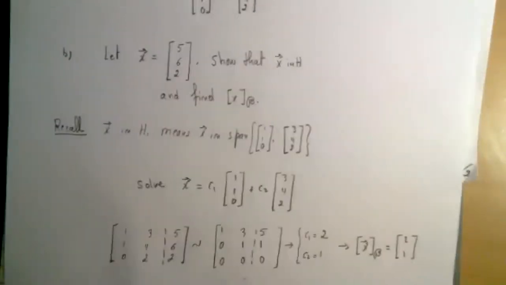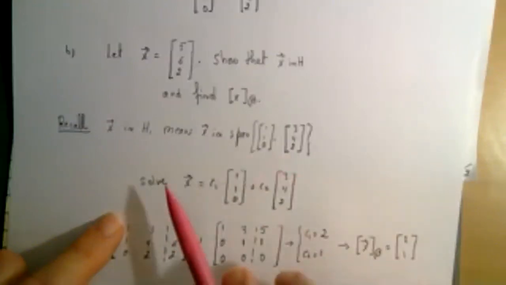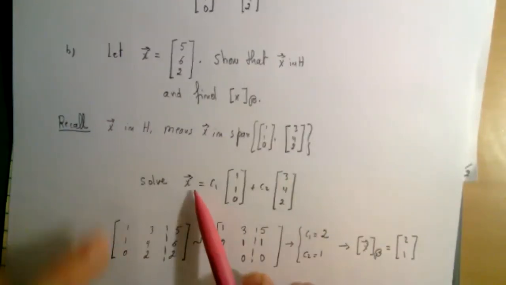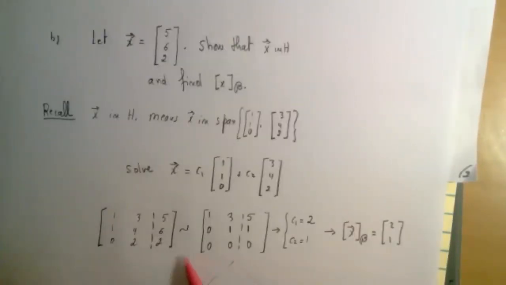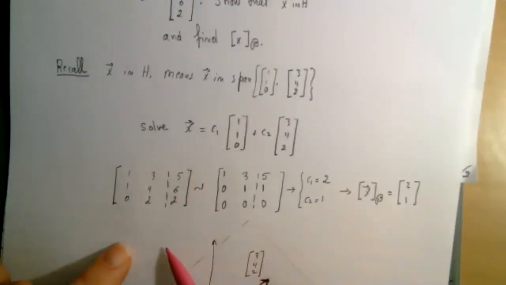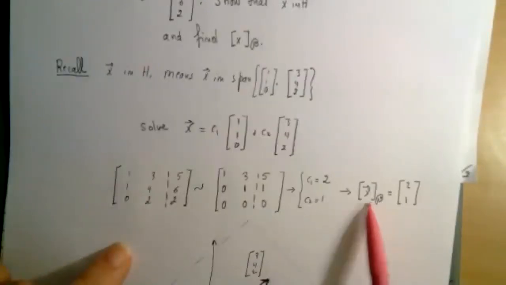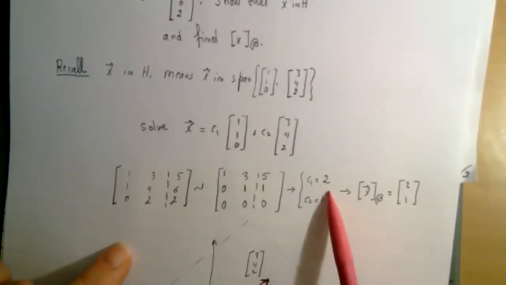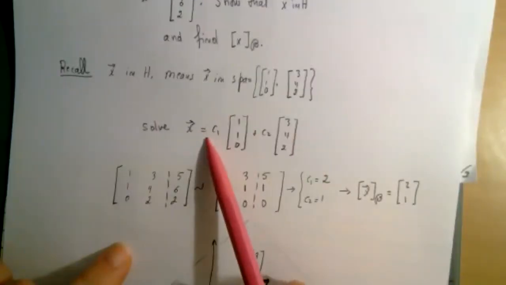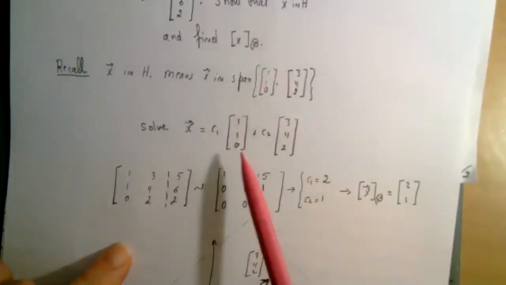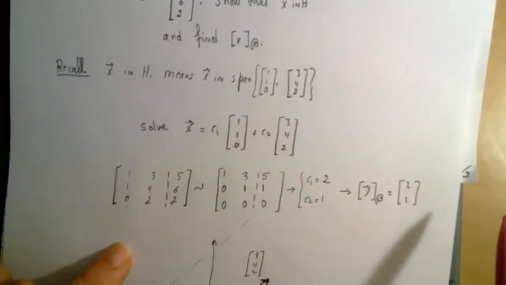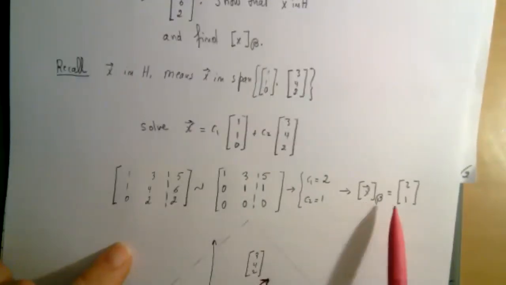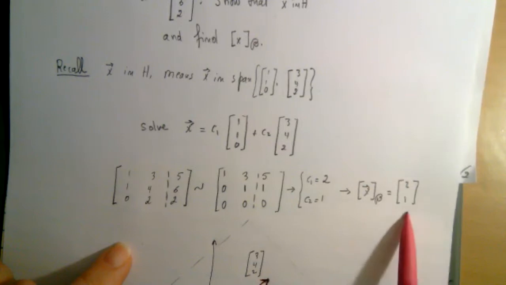So X is in H means X is in the span. To show X is in H, we can solve the system X equals c1 times this plus c2 times that. We put (1, 1, 0), (3, 4, 2), and (5, 6, 2), and we solve. We realize that c2 is 1 and c1 is 2, which means the vector X is in H because it's in their span. To get to it, I need to go 2 units in this direction and 1 unit in that direction. So the coordinate of X with respect to this basis is (2, 1).